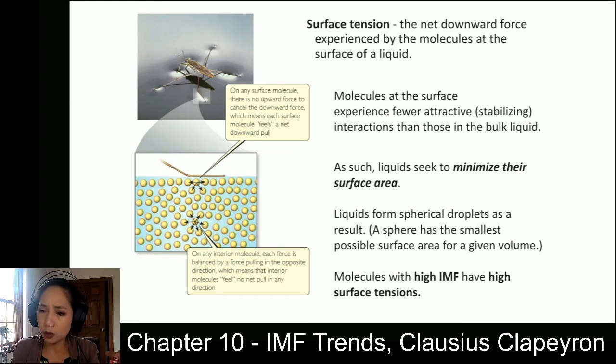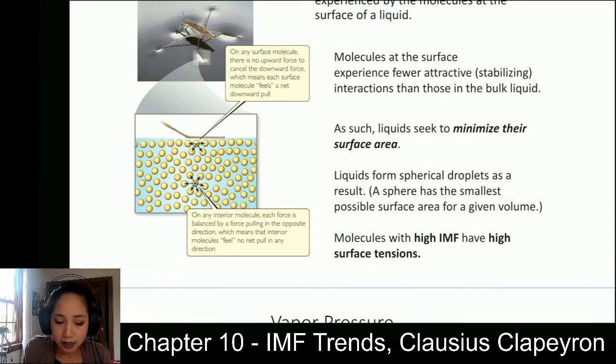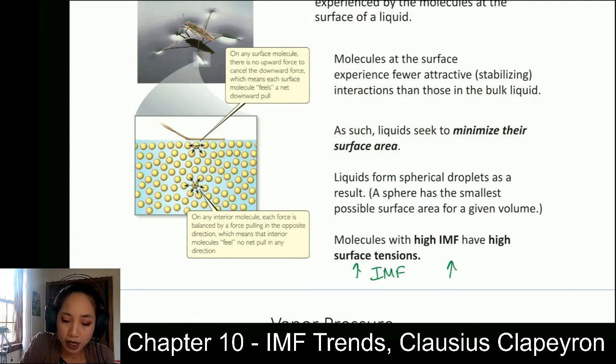And we talked about this with London dispersion forces, that the more cramped you put your sample, you minimize the surface area there. And so how this trend manifests itself in terms of intermolecular forces, the more intermolecular forces present in your sample, then there's more of a downward force of net intermolecular forces at the surface of the sample. And so what you'll see are samples with high intermolecular forces, you will see high surface tensions.